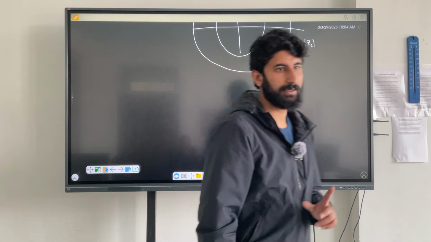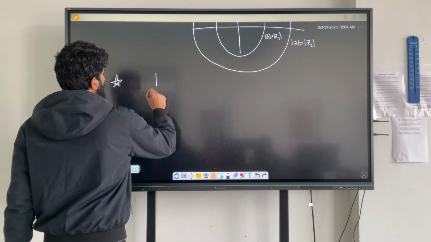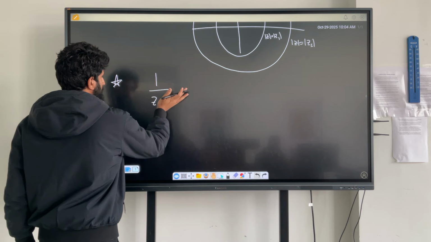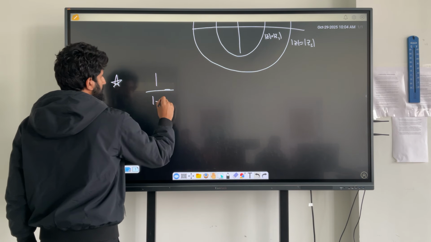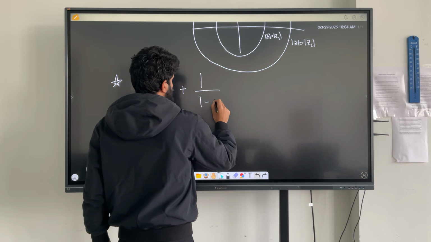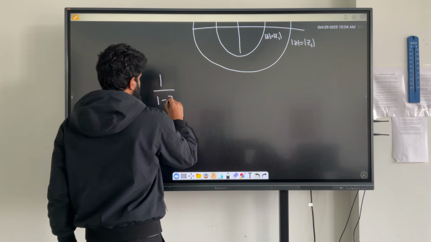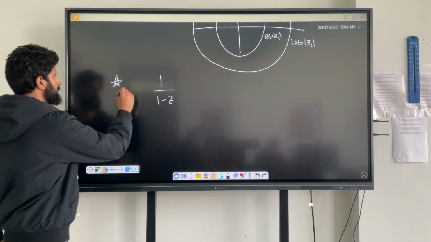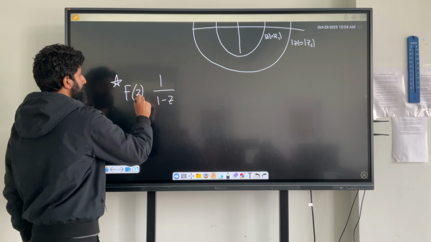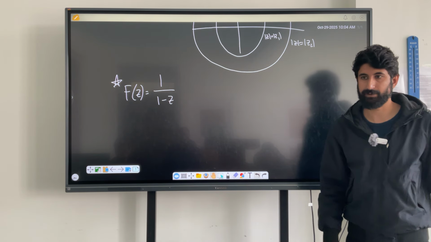Okay, I need to go. Let's do 1 divided by 1 minus z. Okay, let's do this only. This simple thing, 1 divided by 1 minus z. This function. Simple. I'll do one more example. It's a bit more non-trivial.